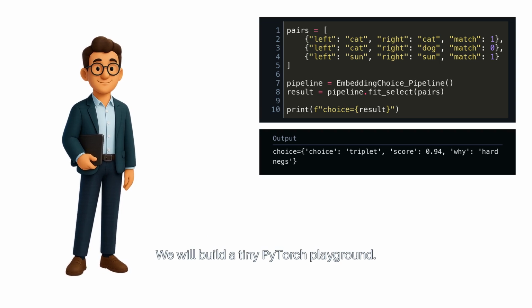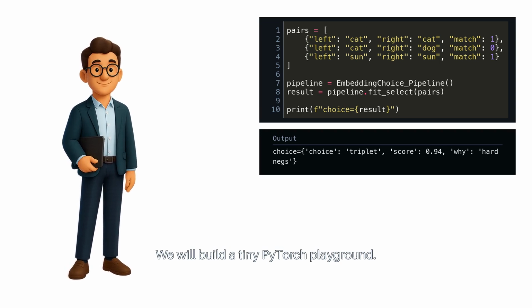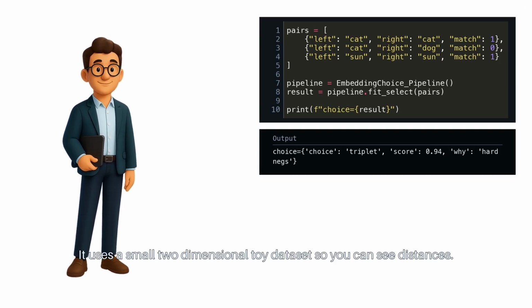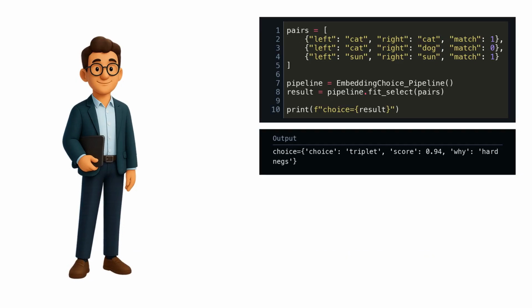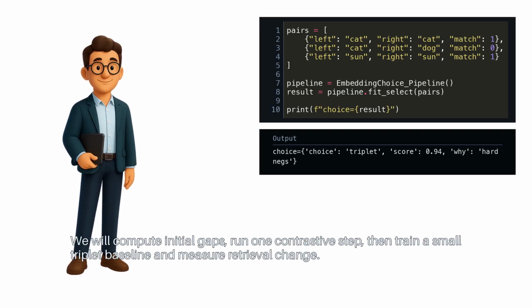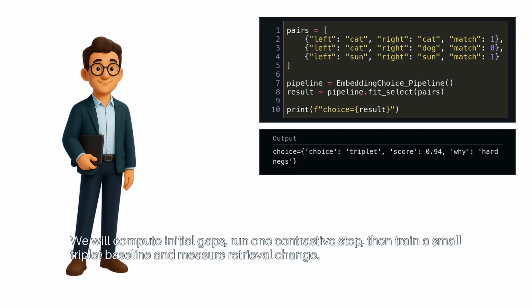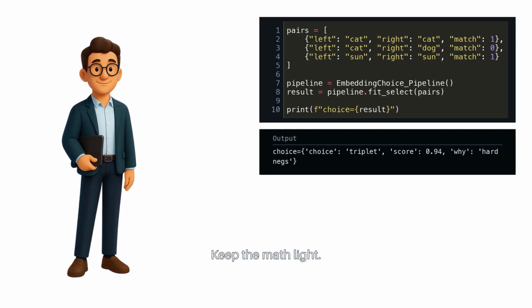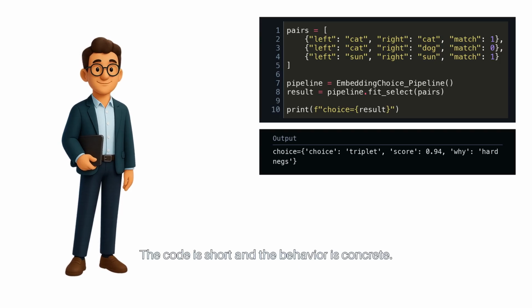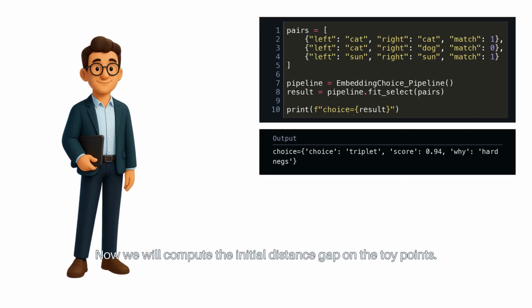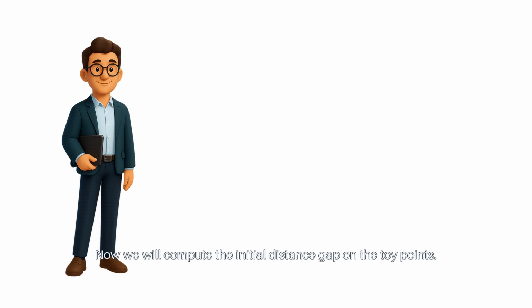We will build a tiny PyTorch playground. It uses a small two-dimensional toy dataset so you can see distances. We will compute initial gaps, run one contrastive step, then train a small triplet baseline and measure retrieval change. Keep the math light. The code is short and the behavior is concrete. Now we will compute the initial distance gap on the toy points.